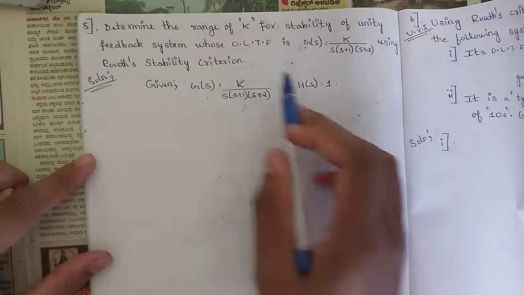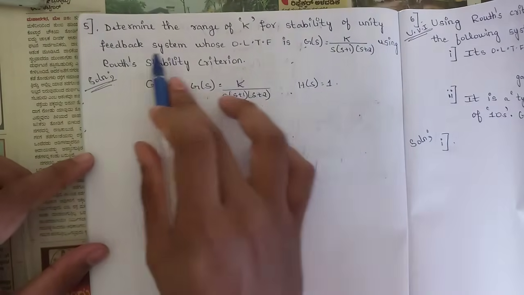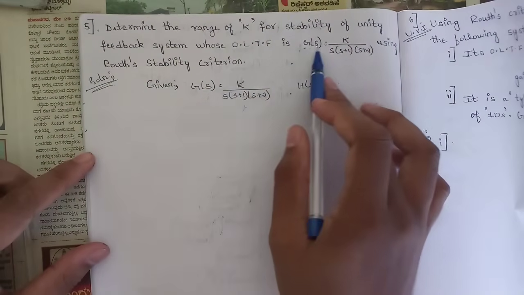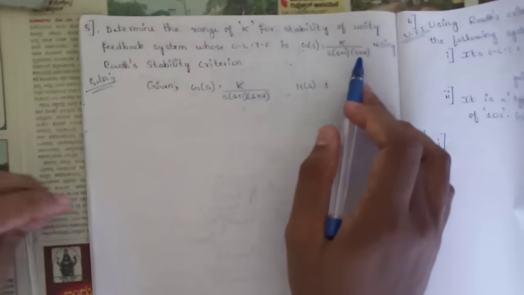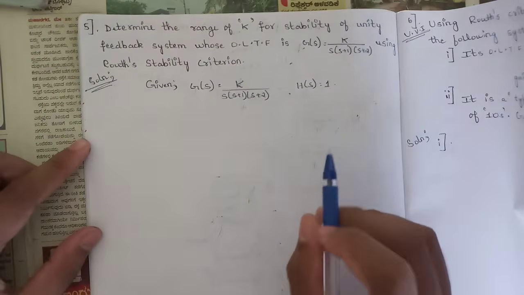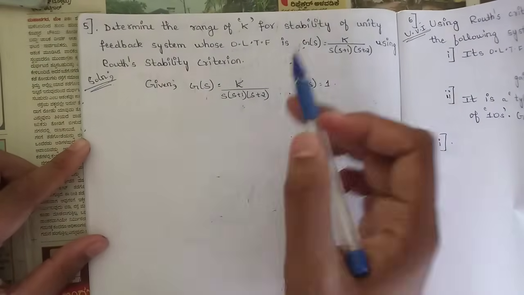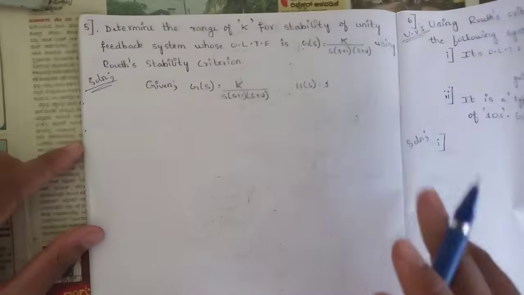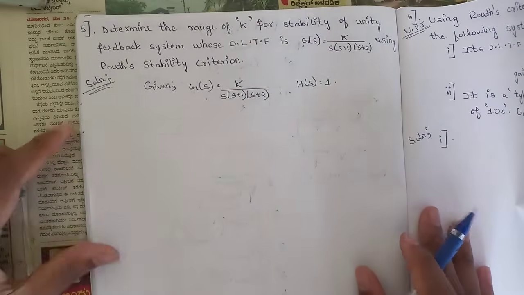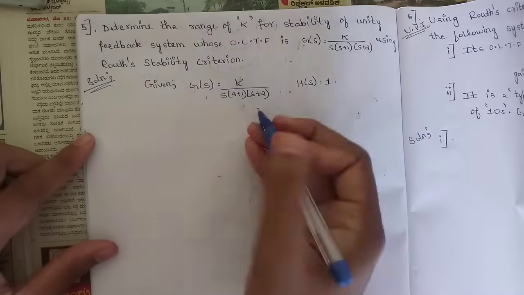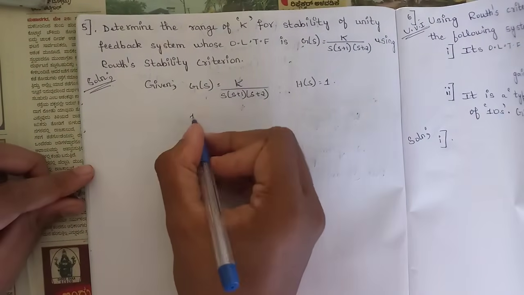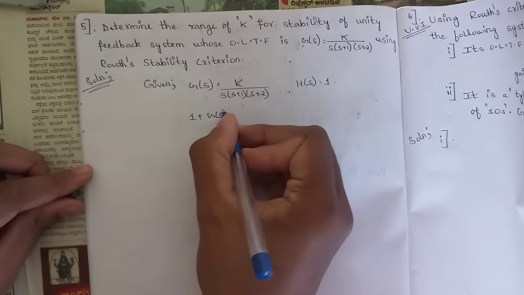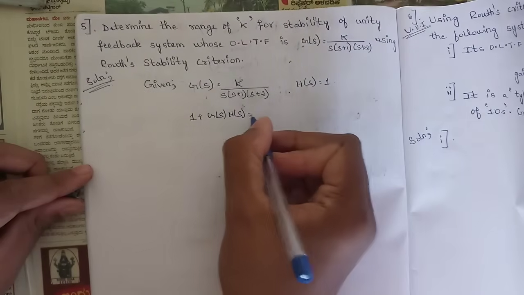Simple. Determine the range of k for stability of a unity feedback system whose open loop transfer function is given as G(s) = k divided by s into (s plus 1) into (s plus 2), using the Routh stability criterion. Since it is unity feedback, H(s) is 1. Now let's find the characteristic equation. We know it is the denominator of the transfer function, that is 1 plus G(s)H(s) equal to 0.